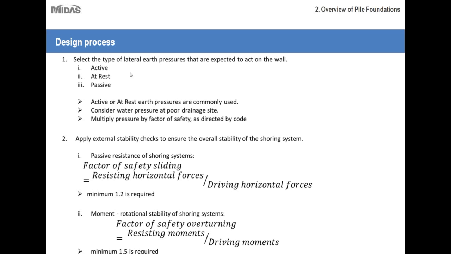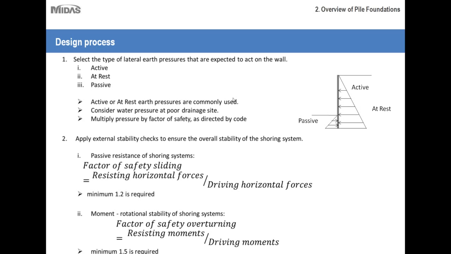The first step is to select the type of lateral earth pressures that are expected to act on the wall. There are three types of earth pressures that need to be accounted for. The first is active earth pressure, which is the soil behind the wall over here that's pushing against it, trying to get it to fail. Then there's the at-rest earth pressure, which is soil pressure acting on the wall from a faraway distance. So there's active earth pressure from the soil directly behind the wall, but there's also soil from a further distance that's also applying pressure on the wall.